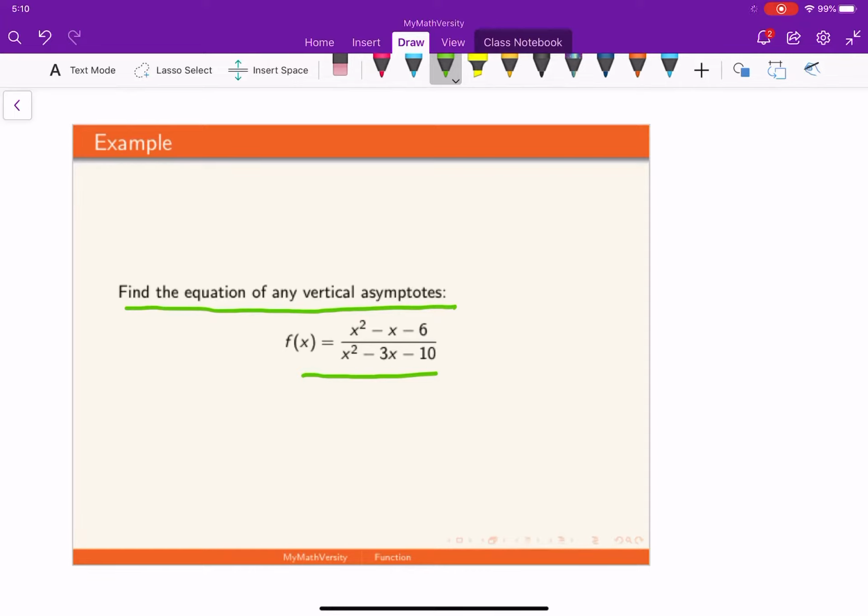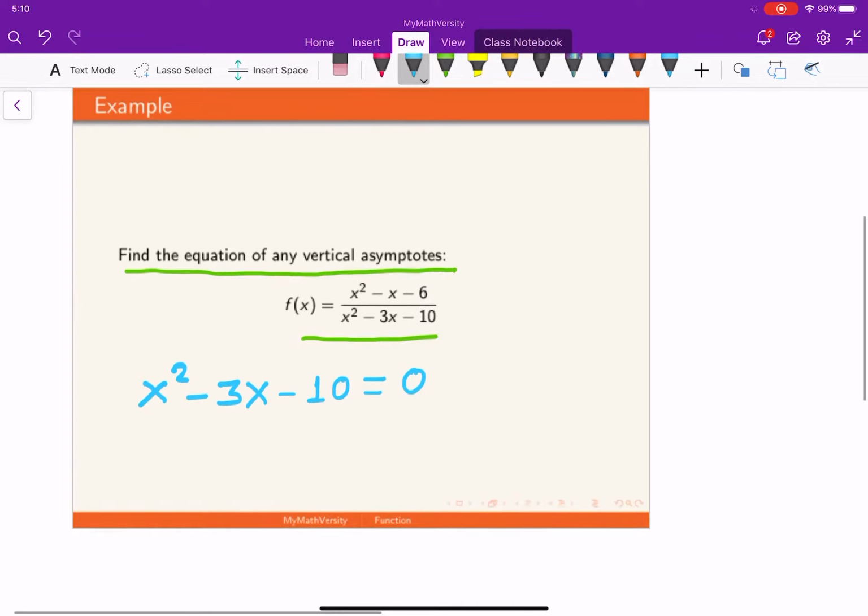So how do you find the vertical asymptote? A couple of ways. One way is to take the denominator polynomial, which in this case is x squared minus 3x minus 10, and then try to see where this denominator polynomial is 0. So we set this equal to 0 and try to solve this equation.